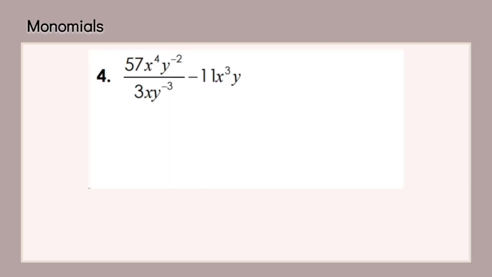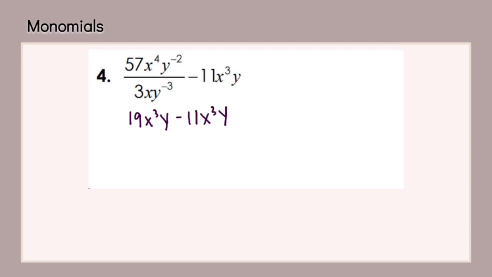Okay, on number 4, we're going to start by simplifying the fraction. 57 over 3 actually just equals 19. And then x to the 4th over x, we subtract our exponents and get x cubed. And y to the negative 2 over y to the negative 3. Negative 2 minus negative 3 is positive 1. So we just get 19x cubed y minus 11x cubed y.